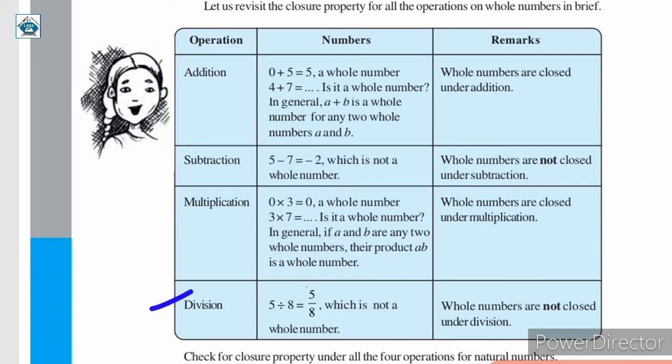Lastly, we have division. Consider the numbers 5 and 8. They both are whole numbers. 5 is a whole number and 8 is also a whole number. So when you divide 5 by 8, the answer we get is not a whole number. It is a rational number. So we can conclude that whole numbers are not closed under division. So this was the closure property for whole numbers.